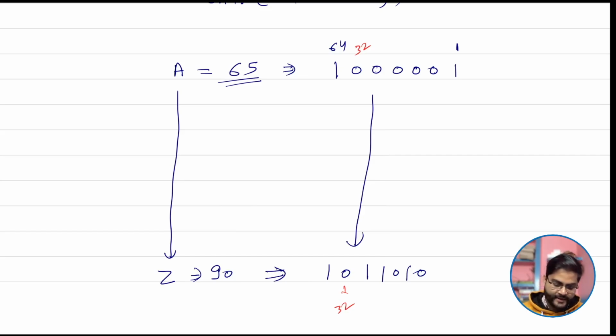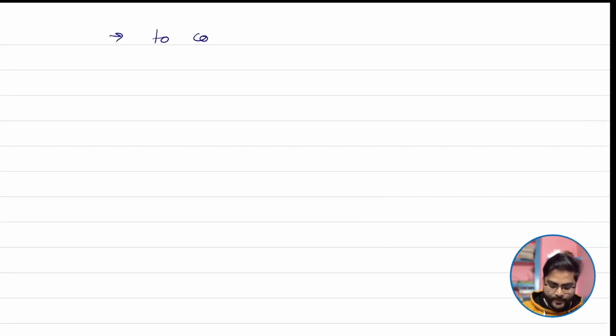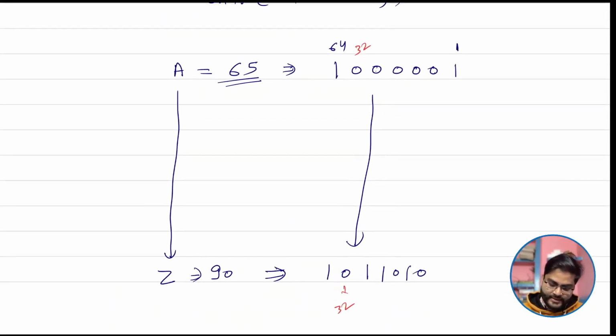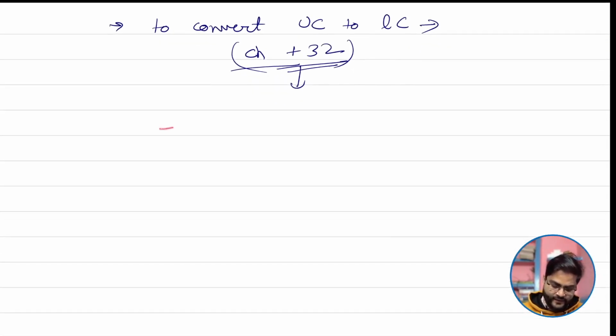To convert uppercase to lowercase, I just want to add 32 in my uppercase character. Correct? That we know. Now, how can I add 32 using bitwise operators? So if we observe, this bit is always unset. So if I take any character, let's say I take A only. This is 1, 2, 4, 8, 16, 32, and this will be 64.